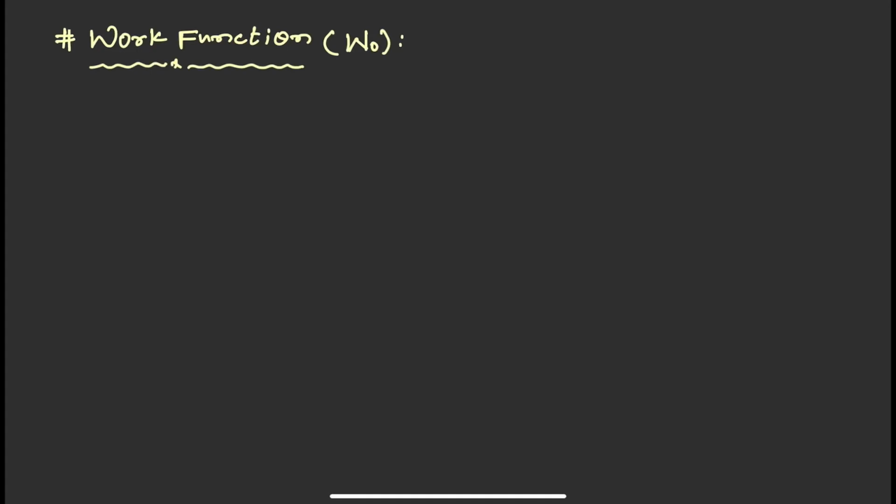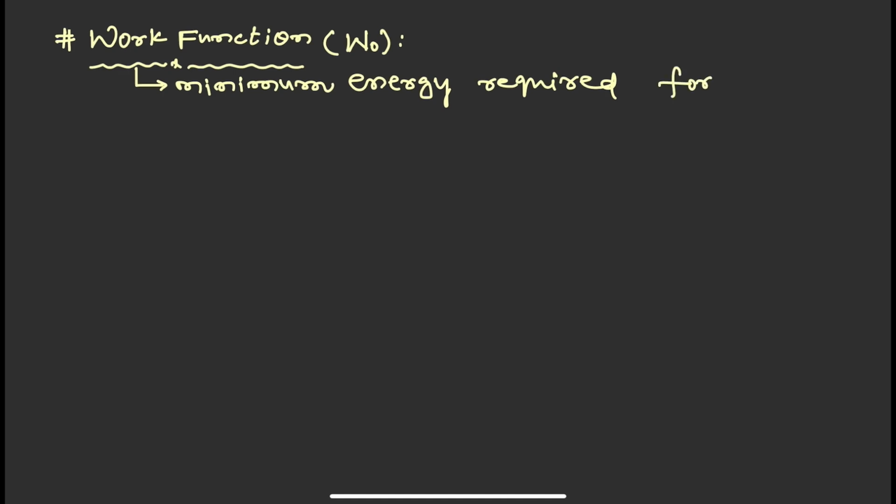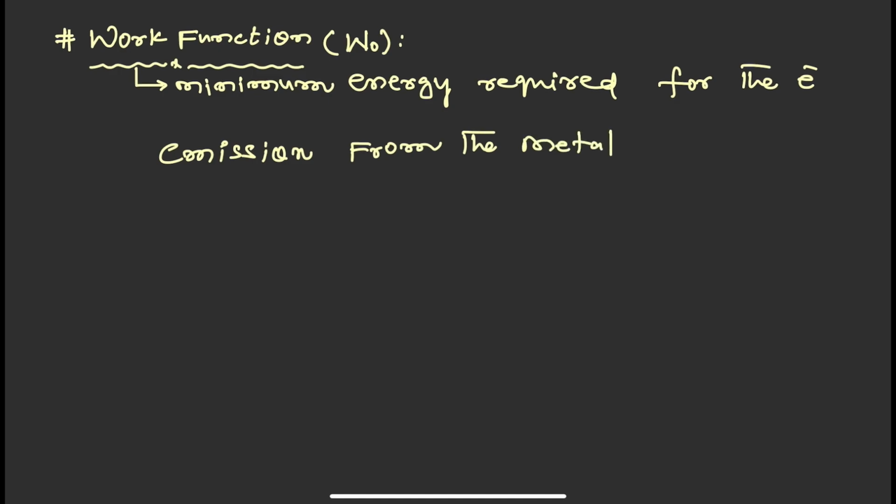Work function of a metal surface. The work function is the minimum energy required for the electron emission from the metal surface. It is called the work function.